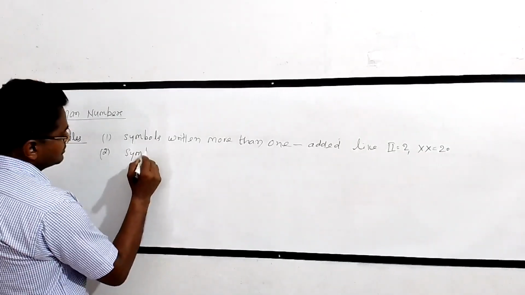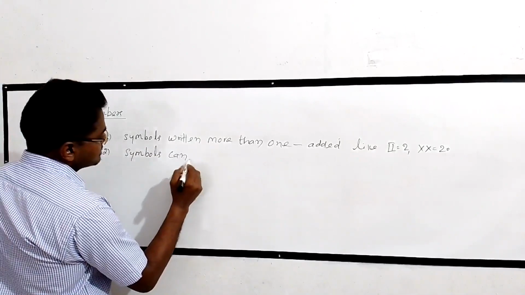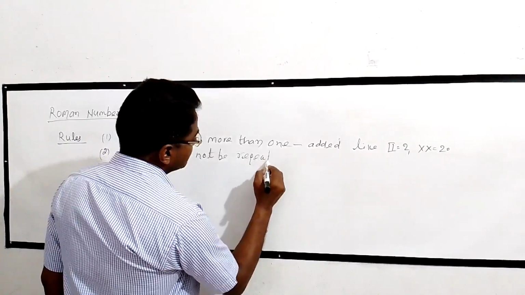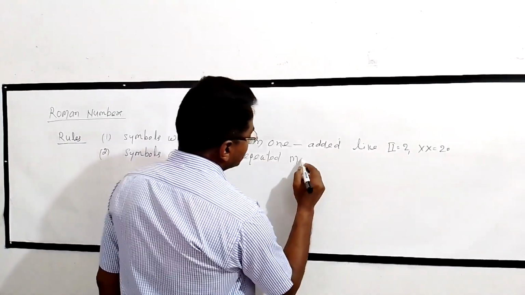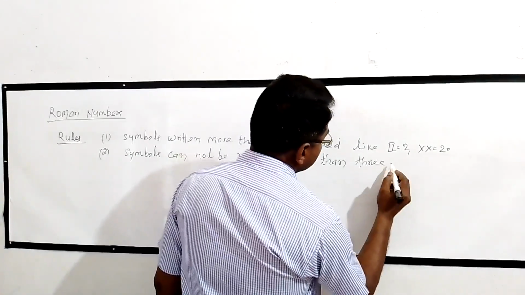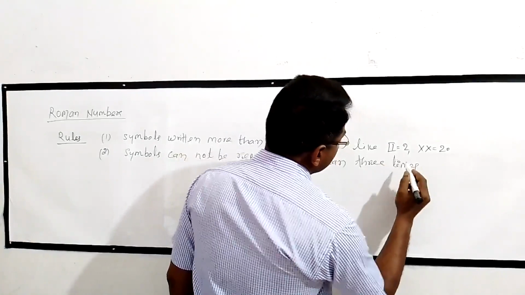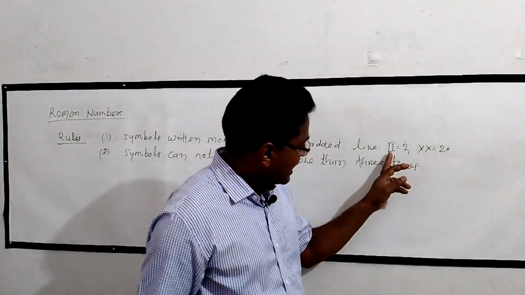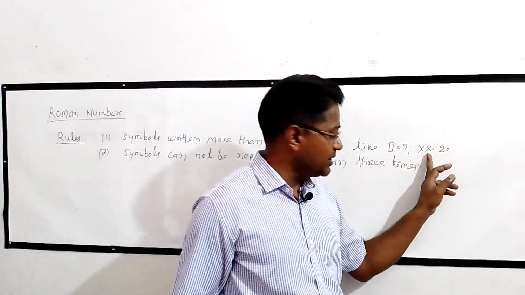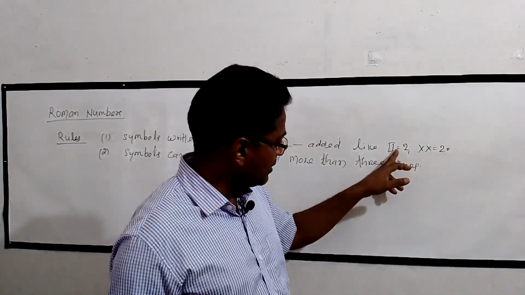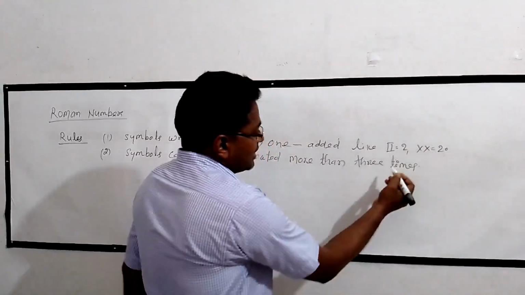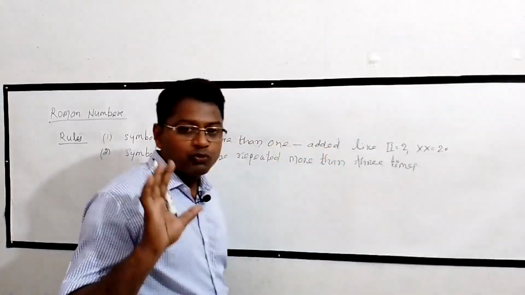Symbols cannot be repeated more than 3 times. It means that, like here, if you repeat X again, then it will be 30, but you will not repeat more than 3 times. It will not be four times I or four times X. Okay, the maximum repetition of the symbol is only up to 3 times.